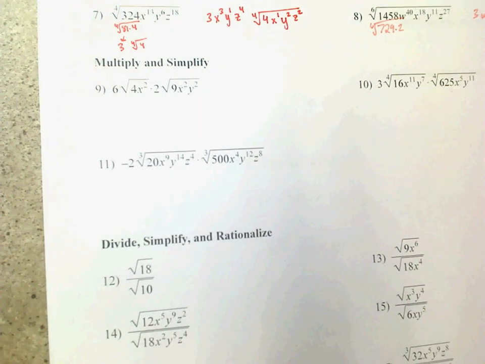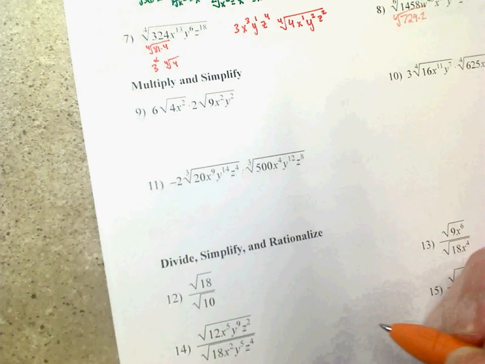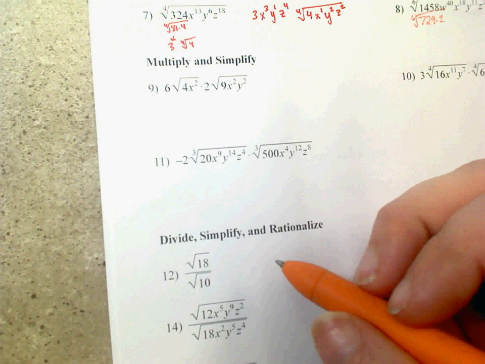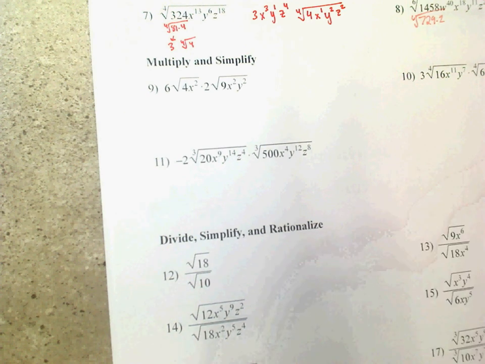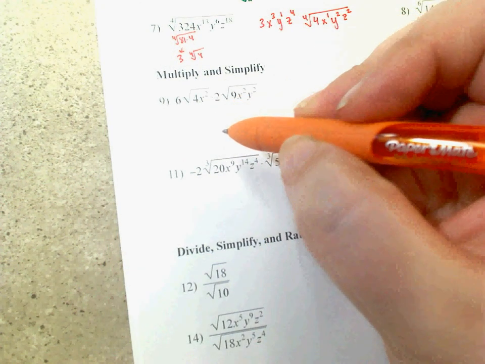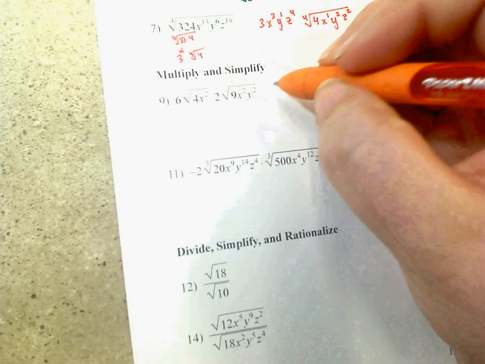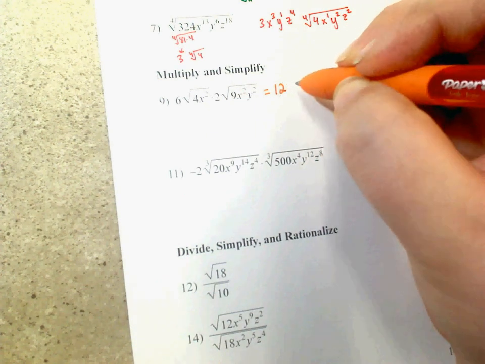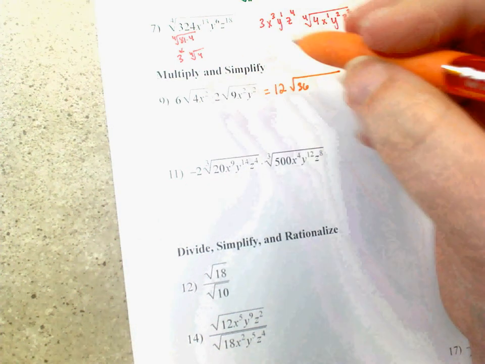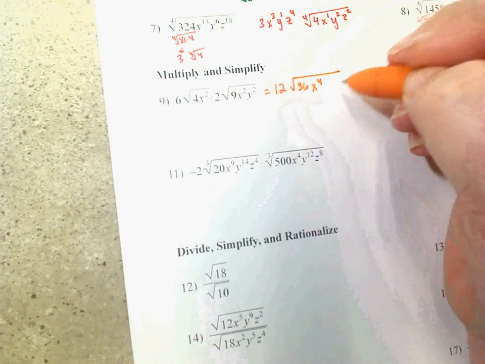Alright, number 9. Number 9 says multiply 4x squared times 2 times the square root of 9x squared y squared. There are a couple different ways to approach this. I'm going to work it out one way and then work it out another way, okay? So one is to just simplify them all together. 6 times 2 is 12, and then write the square root of 4 times 9 is 36. X squared times x squared is x to the 4th, and there's only y squared, and then go from there.